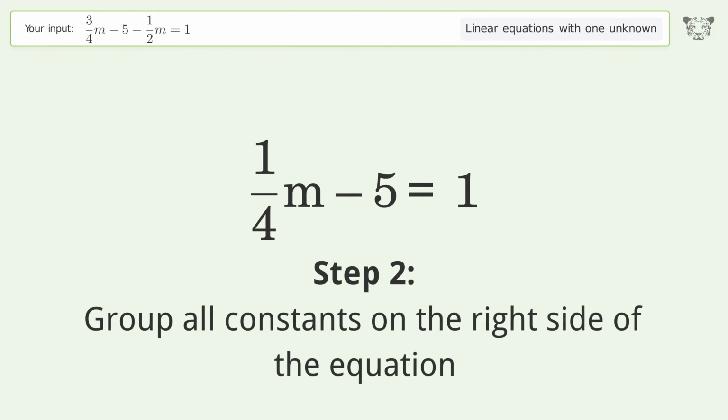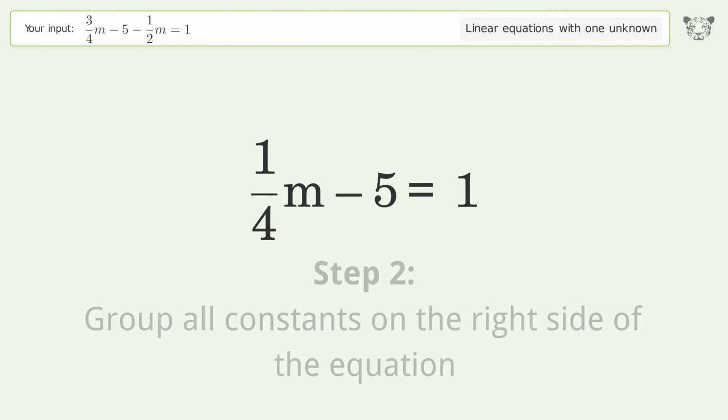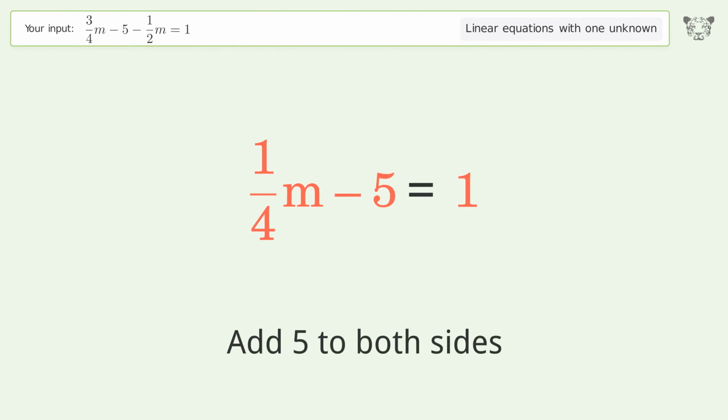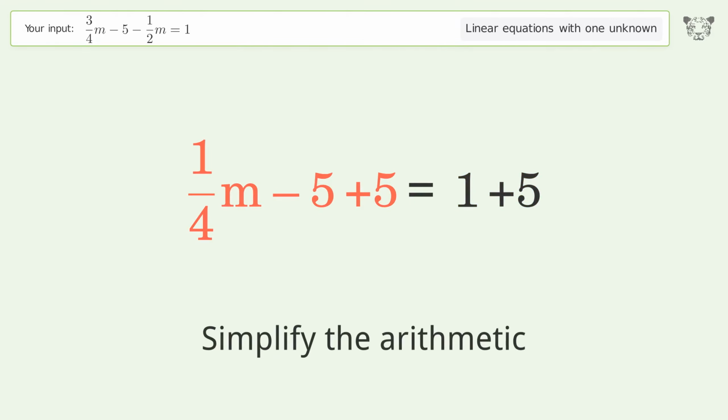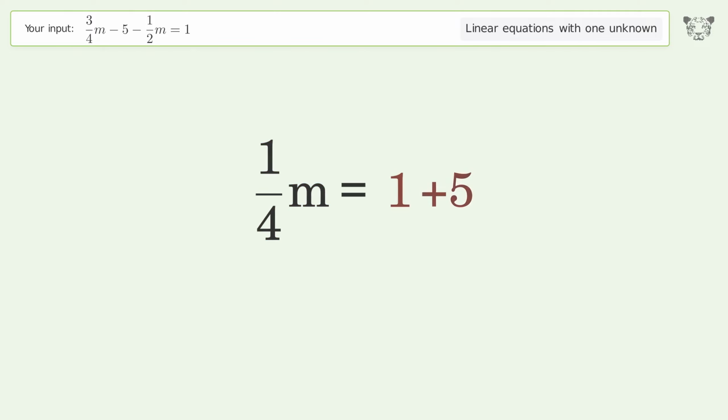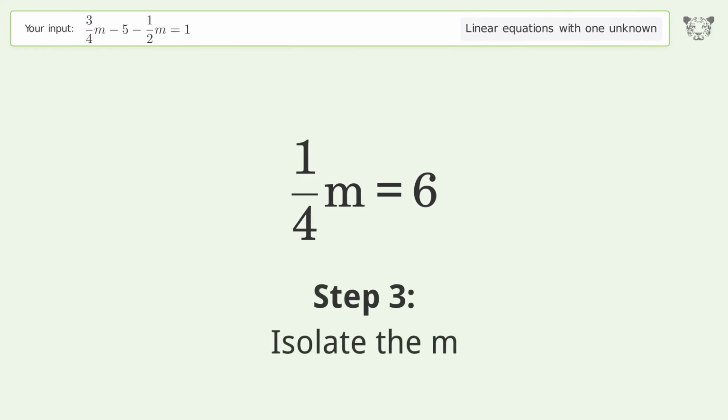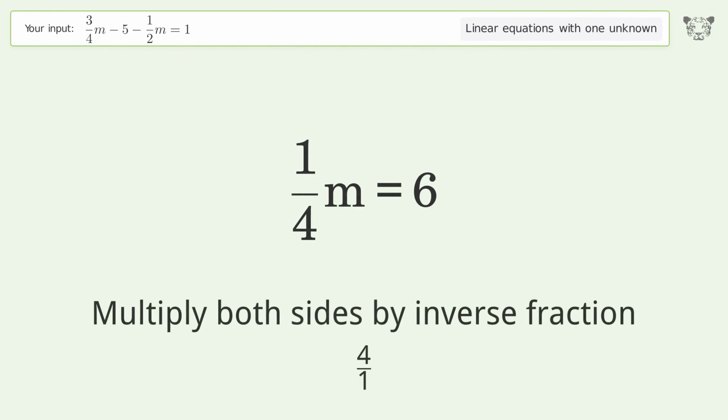Group all constants on the right side of the equation. Add 5 to both sides. Simplify the arithmetic. Isolate the m. Multiply both sides by inverse fraction 4/1.